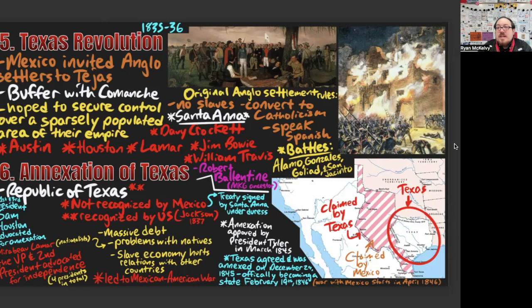Because, again, the Comanches were relatively, I wouldn't say fond of the Anglos, but they treated them better than they treated the Mexicans at the time, probably because of their history with the Spanish, which was not great. They only had a couple of rules. No slaves. You had to convert to Catholicism, and you had to speak Spanish.